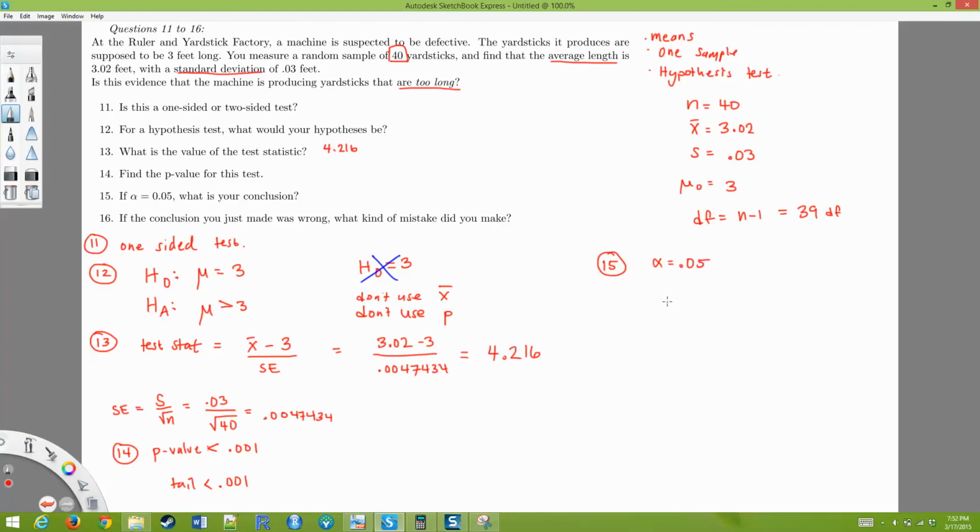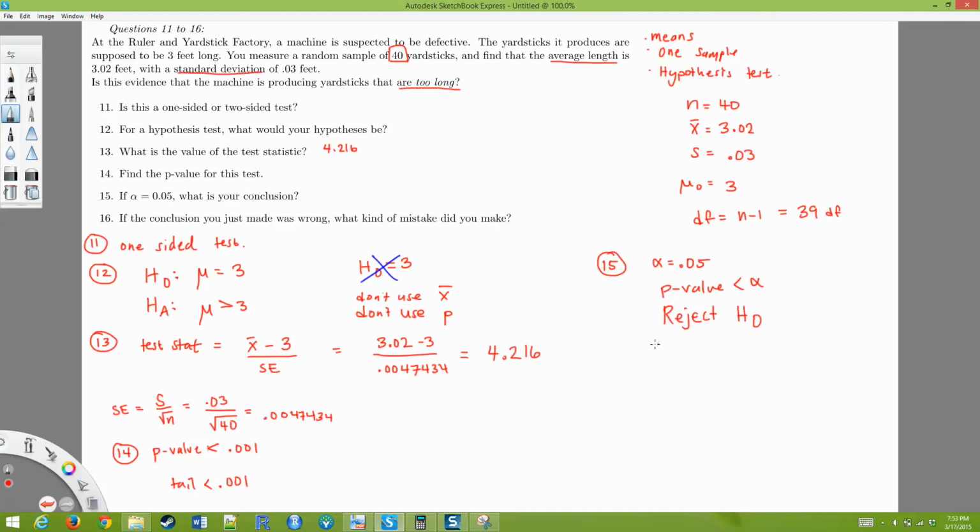Is my p-value bigger or smaller than alpha? My p-value is smaller than alpha, so my decision is what? Reject what? The null hypothesis. And that means, is this evidence that the machine is producing yardsticks that are too long? I've rejected the null hypothesis. The null hypothesis says that they're equal to 3. I'm rejecting that. So I come to the conclusion that mu is greater than 3.